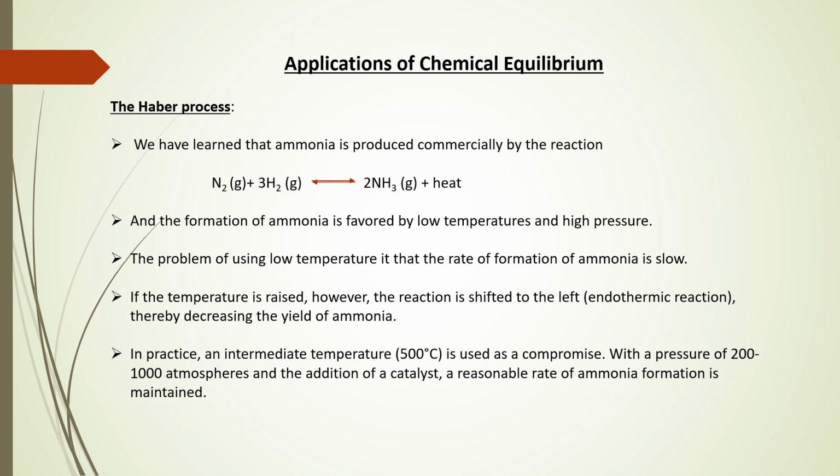If the temperature is raised, however, the reaction is shifted to the left, which is the endothermic direction, thereby decreasing the yield of ammonia. In practice, an intermediate temperature, which is 500 degrees Celsius, is used as a compromise, with a pressure of 200 to 1000 atmospheres and the addition of a catalyst. A reasonable rate of ammonia formation is maintained.